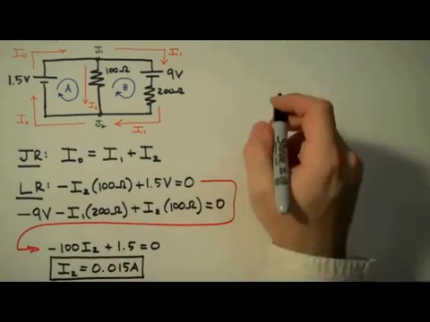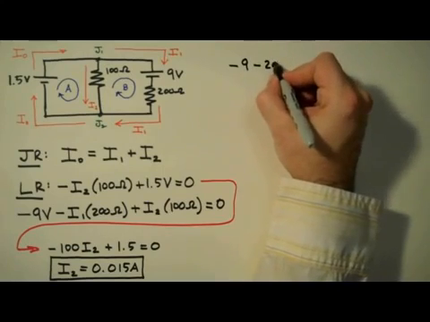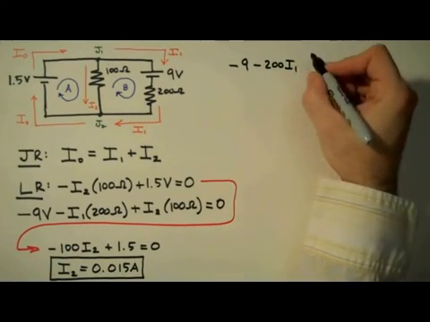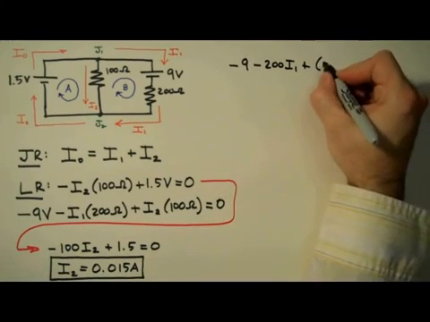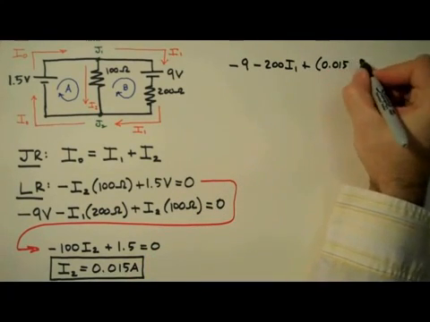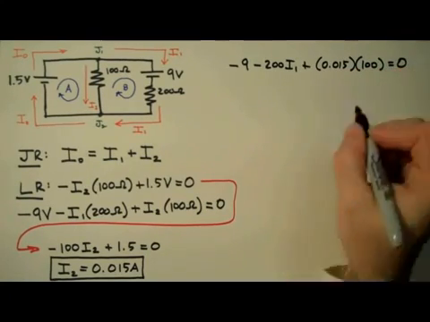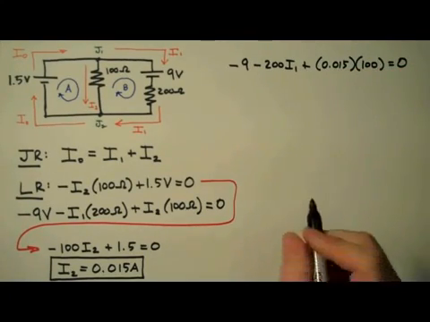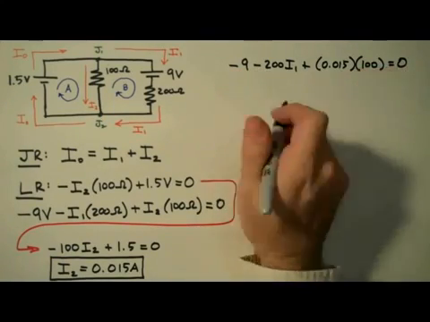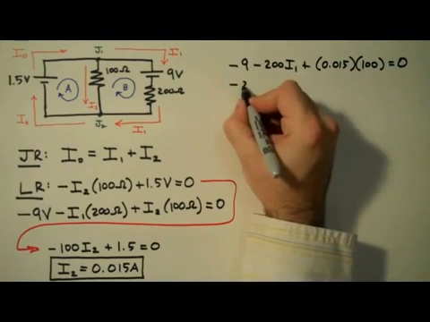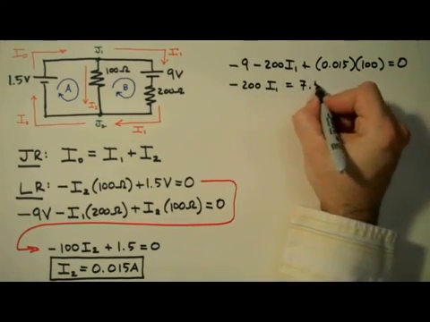Again, I'm going to drop my units. Rewriting the equation. By the way, if you're comfortable with linear algebra, you may want to set these equations up in a matrix and solve for the variables that way. Often that is a much simpler way of handling the algebra. In this case, I'm just going to plug and chug. So this product is equal to 1.5 volts. Move it to the other side. I have negative 200 I1 is equal to positive 7.5.